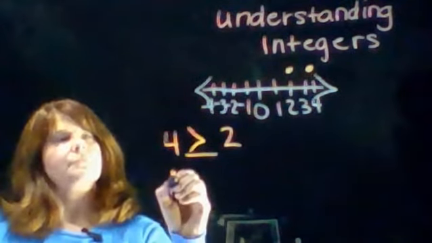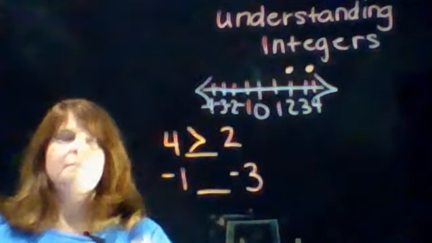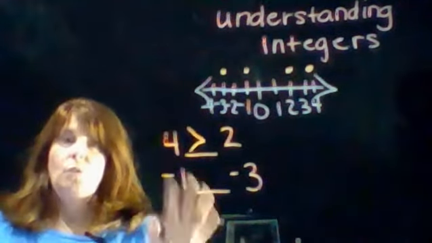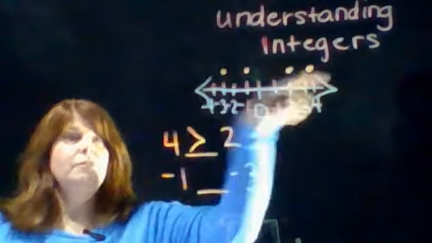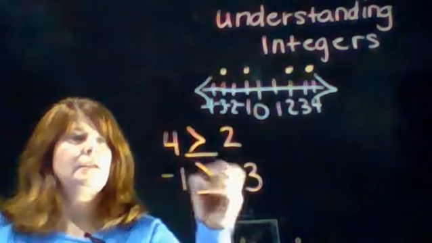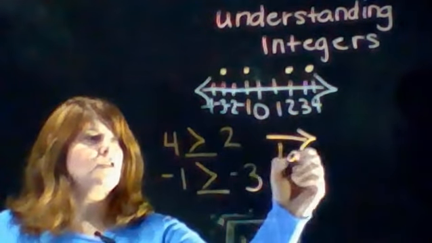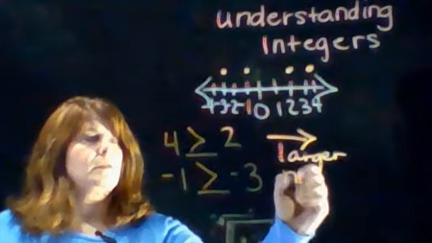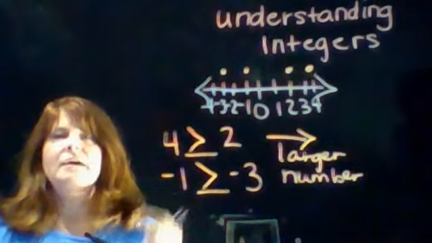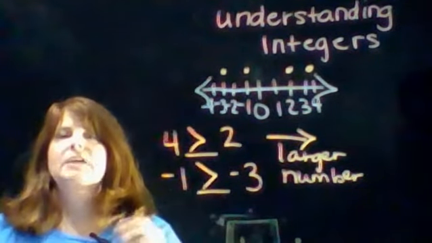But let's look at -1 and -3. Okay, so here's -1 and here's -3. Well, we just heard that the further right you go, the larger the number. So that means -1 is greater than -3. So if we go to the right, it's the larger number. Okay, so even though it looks like 3 should be a larger number than 1, because it's negative, the further you go left on the number line, the smaller the number actually gets.